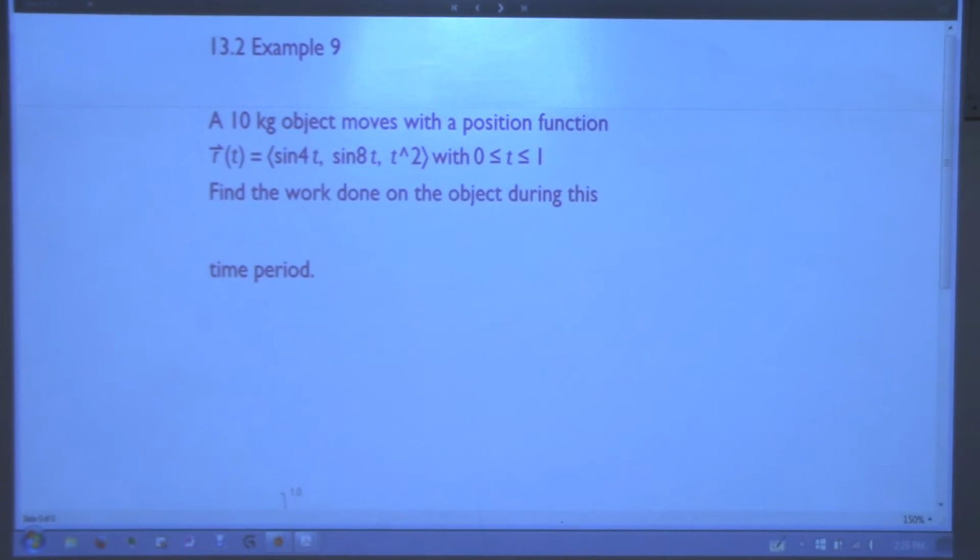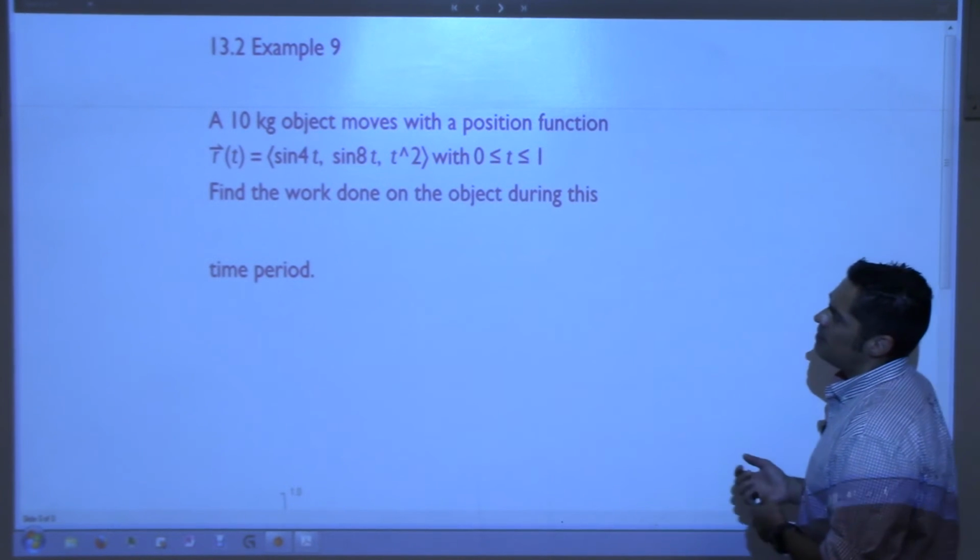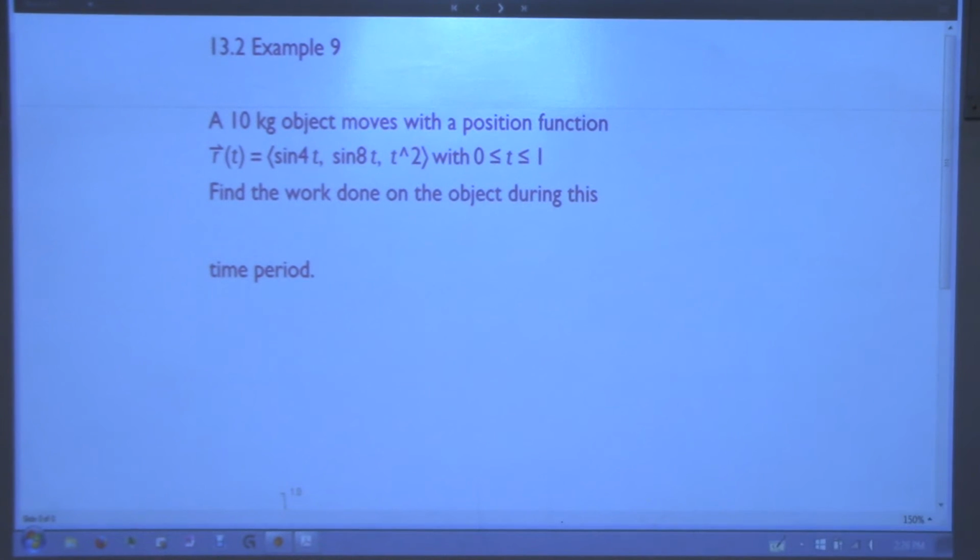A 10 kilogram object moves with a position function r of t is sine 4t, sine 8t, t squared, with t between 0 and 1. Find the work done on the object during this time period. Any ideas?